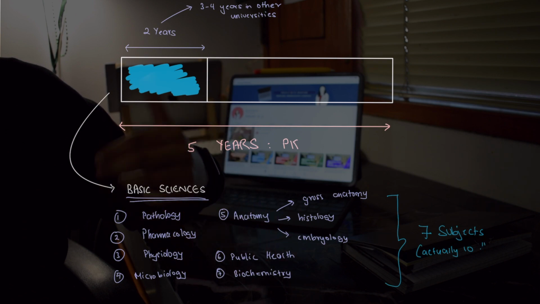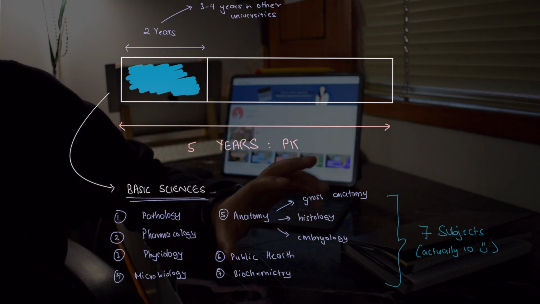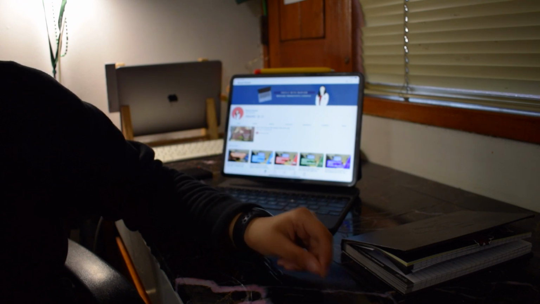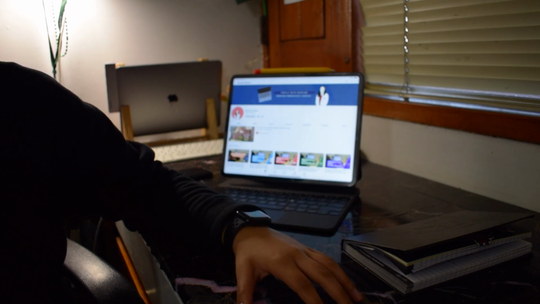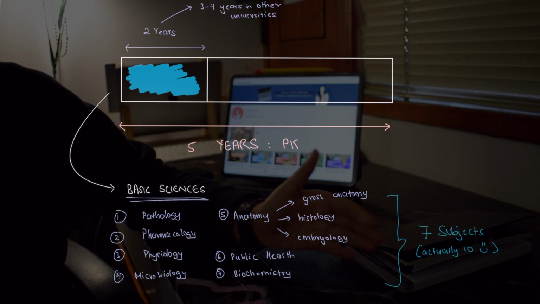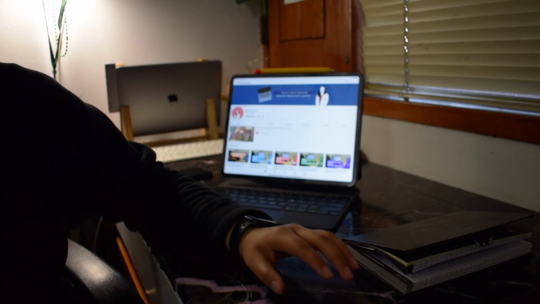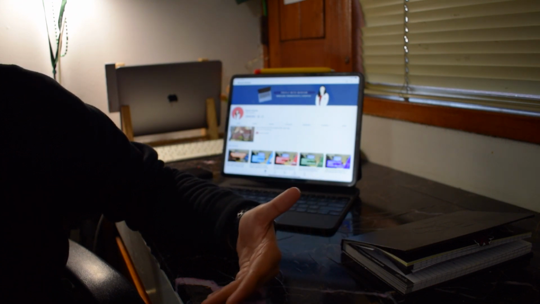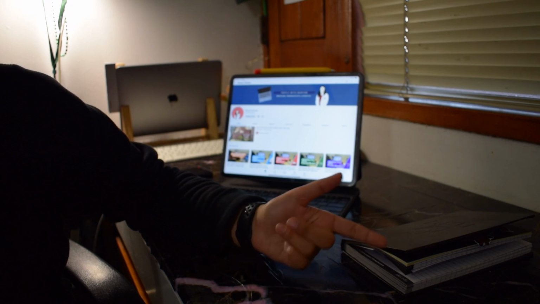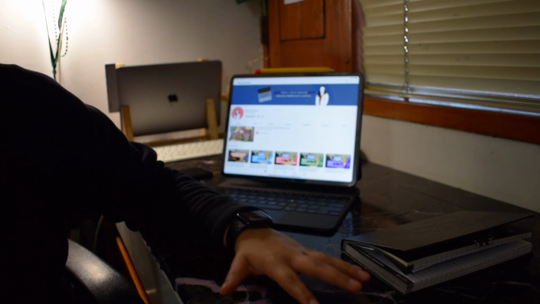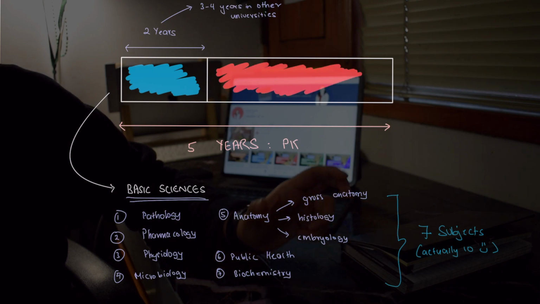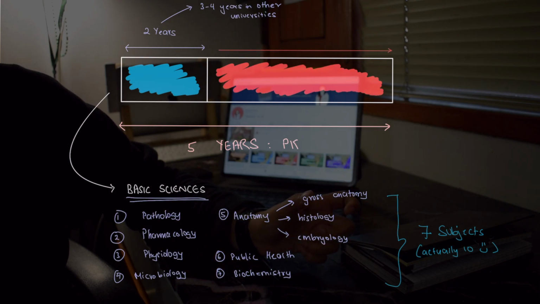So aapke jo pehle 2 se 3 saal hain wo inko cover karne mein focused honge. There are books for basic sciences, and these basically lay the foundation onto which you will be adding for the rest of your life as a doctor, not just the rest of medical school. And after that, 3rd, 4th, 5th, or for some people 4th and 5th year, is basically clinical years.